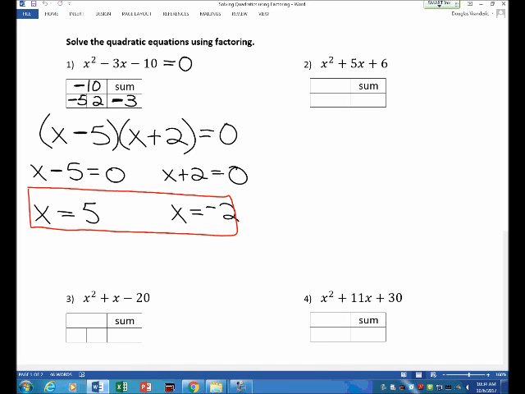I check them. What's 5 squared? 25. What's 5 times 3? 15. What's 25 minus 15? 10. What's 10 minus 10? 0. I got 0. That's what I want. Let's check the next one, then I'll take your question. Negative 2 squared? 4. Positive 4. Negative 3 times negative 2? 4 plus 6. 10 minus 10. Those are my two zeros.